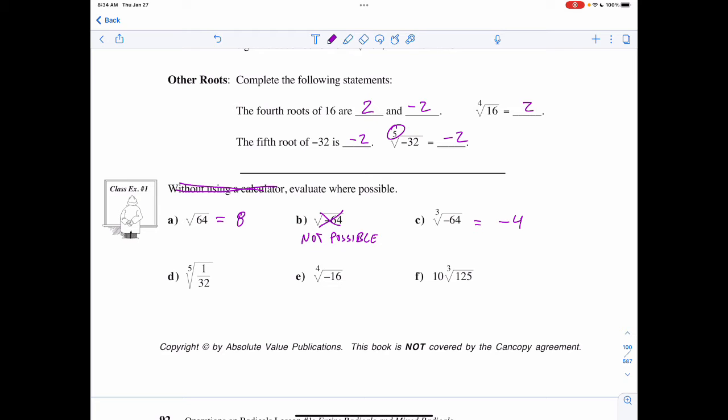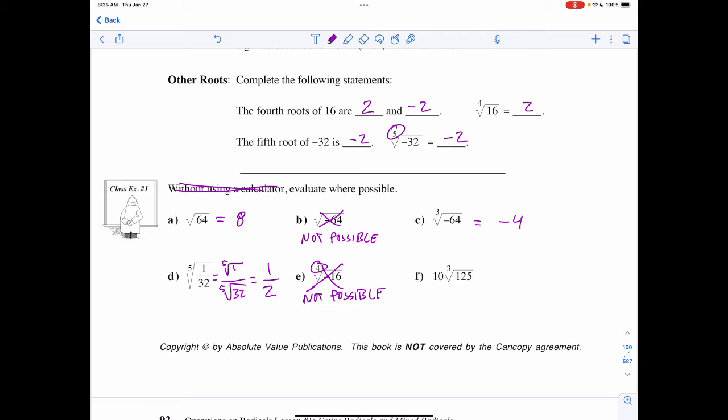The fifth root of 1 over 32 is the same as the fifth root of 1 over the fifth root of 32, which is the same as 1 over 2. The fourth root of negative 16, well, once again, it's an even index and a negative radicand. Can't do it. Not possible. If I multiply it an even number of times, it's always going to be positive.